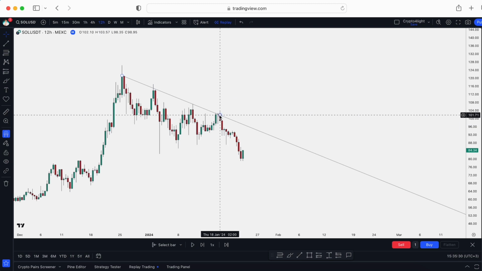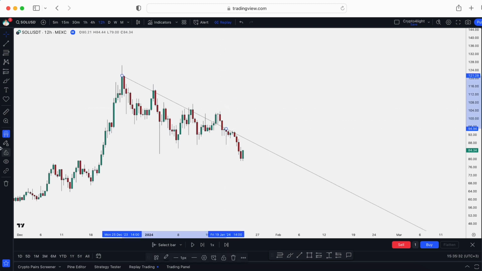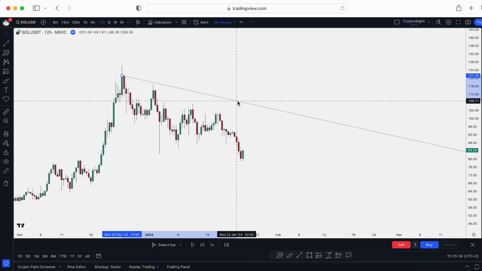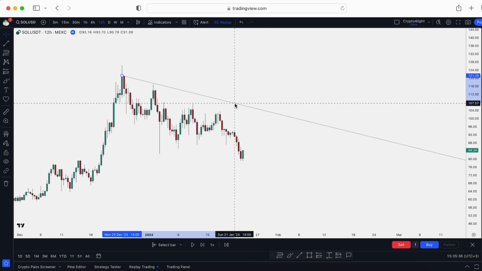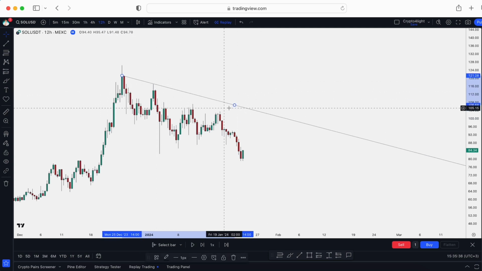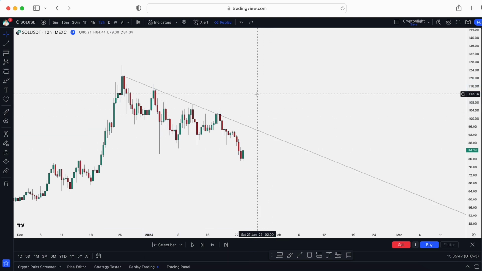Right, because maybe the next rejection will be here, for example, just hypothetical, around here. So this was the first touch, the second one, and maybe you're going to be here, and we open a trade and then get wrecked again. Be careful with all those classic TA patterns.